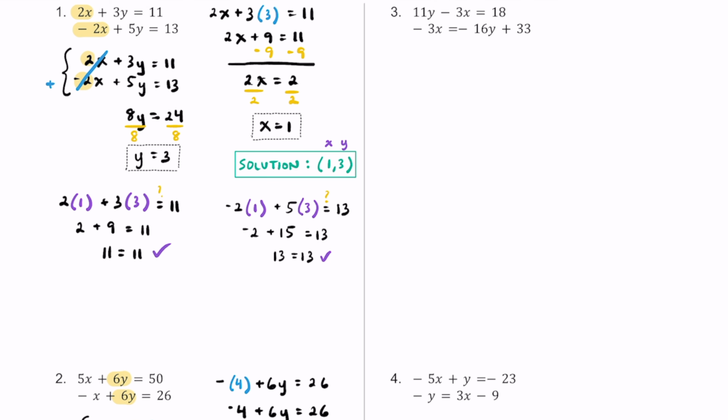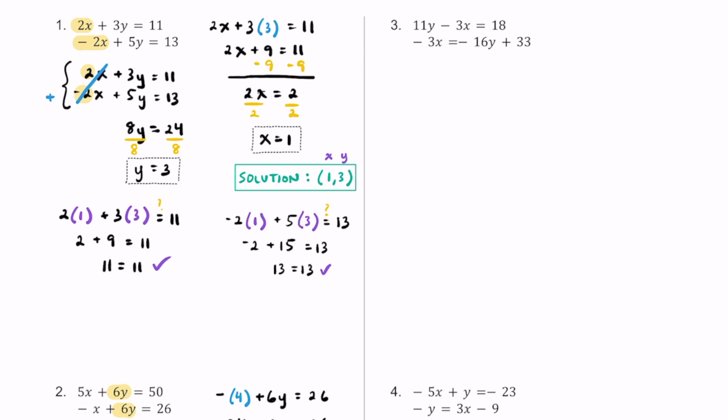Here's number 3. For number 3, notice that our equation's a little bit out of order. We have 11y minus 3x is equal to 18. Then we have this equation of negative 3x is equal to negative 16y plus 33. So neither of these are quite in that standard form that we are looking for. So we can go ahead and rearrange these equations so that they're a little bit more aligned to what we are looking for. So for that top equation, let's go ahead and just copy that down.